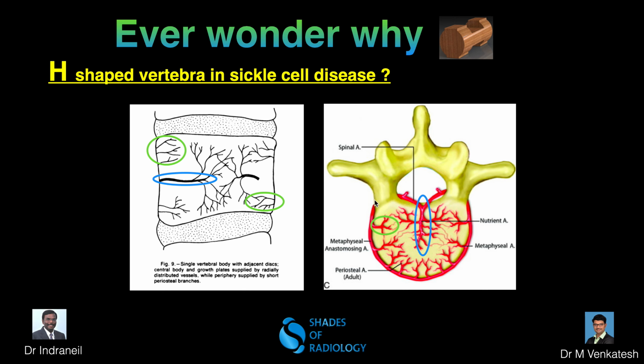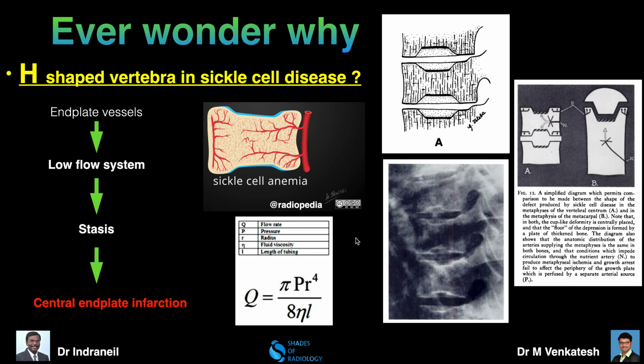The spinal artery has a branch posteriorly on either side, and this gives rise to a nutrient artery. This nutrient artery mainly supplies the center of the vertebral body and also the end plates, whereas the periphery of the vertebral body is mainly supplied by the metaphyseal anastomosing arteries, which give rise to periosteal arteries, as well as the periphery of the vertebral body is supplied. So let us see why this happens in sickle cell disease.